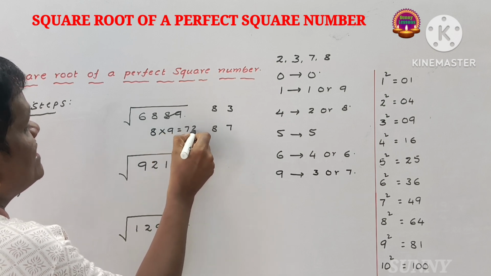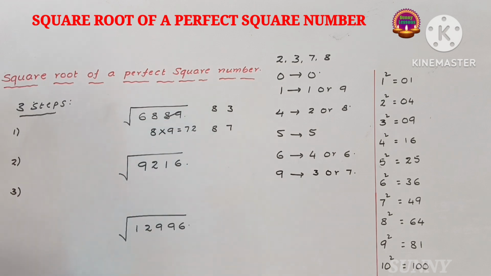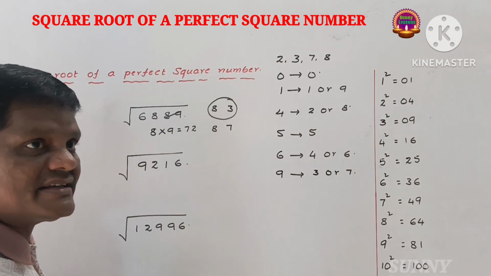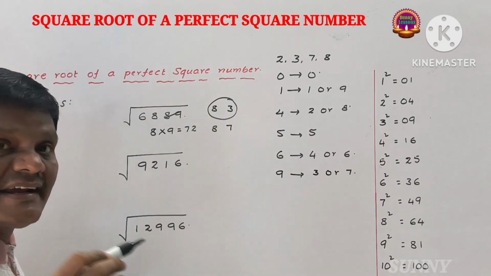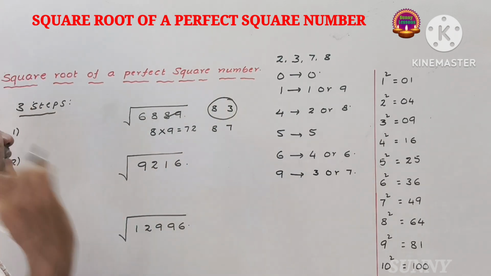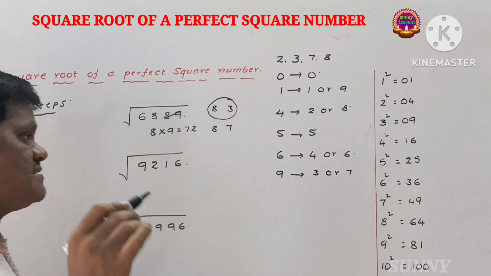72. Here 68 is less than 72, so the smaller square number is our answer. So 83. The square root of 6889 is equal to 83. Like that we have to take the square root of 9216.